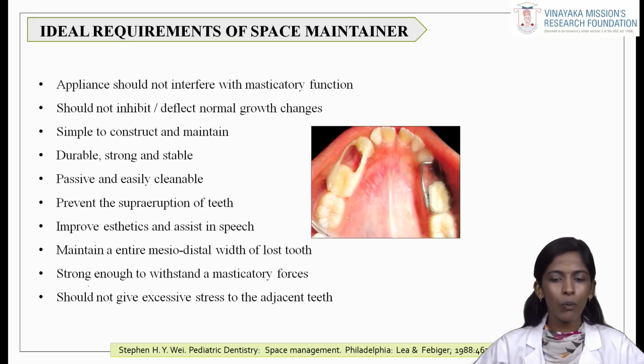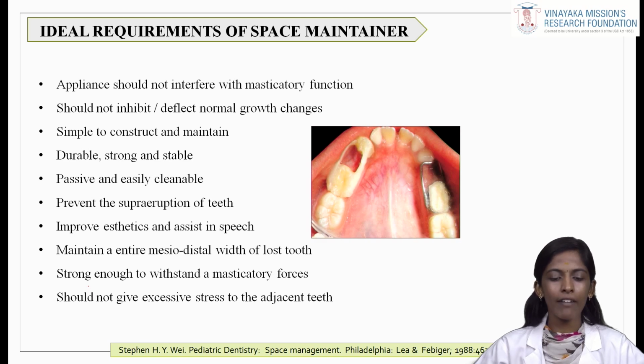Next, moving on to ideal requirements of a space maintainer. The appliance should not interfere with masticatory function, should not inhibit or deflect normal growth changes, should be simple to construct and maintain, should be durable, strong and stable, should be passive and easily cleanable, and should prevent the supra-eruption of teeth. It should improve aesthetics, assist in speech and maintain the entire mesiodistal width of the lost tooth.